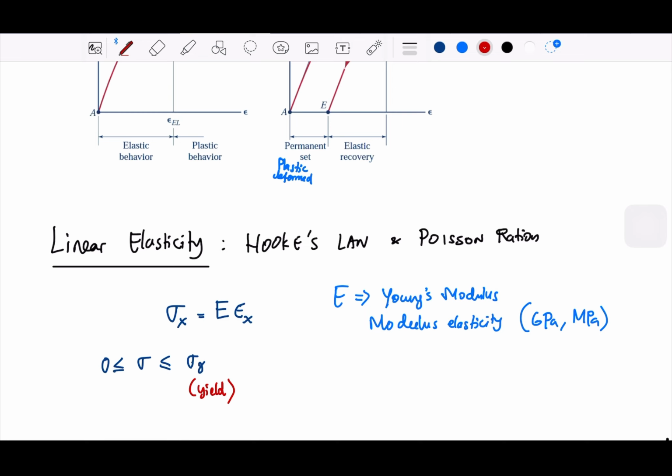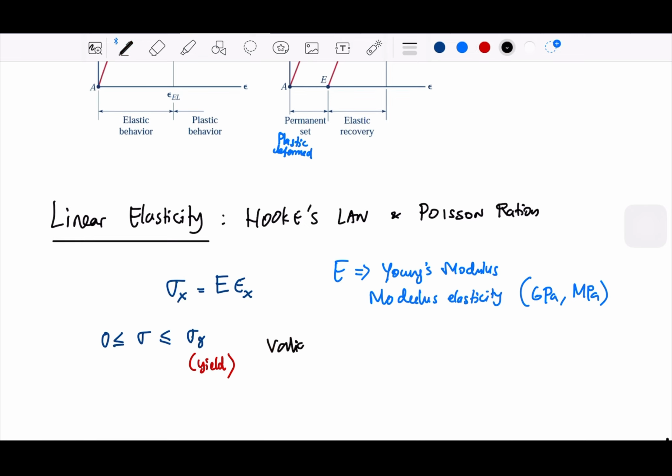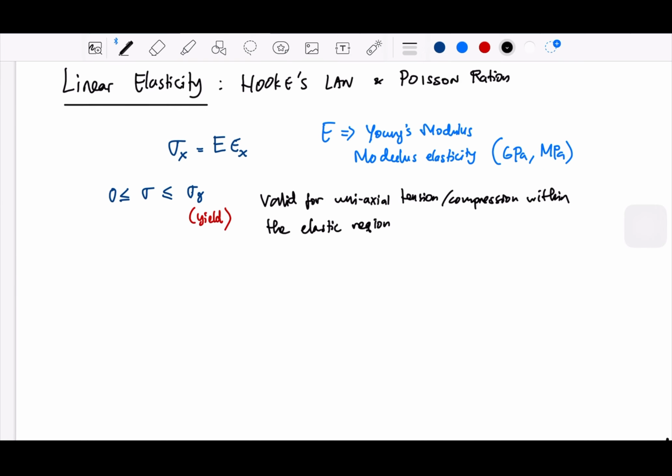So Hooke's law is valid for any uniaxial tension or compression within the elastic region, or linear portion. Okay, I think that's just a review. I think this is quite simple.